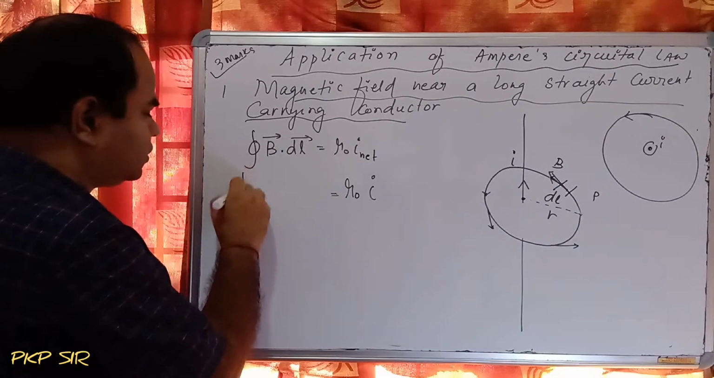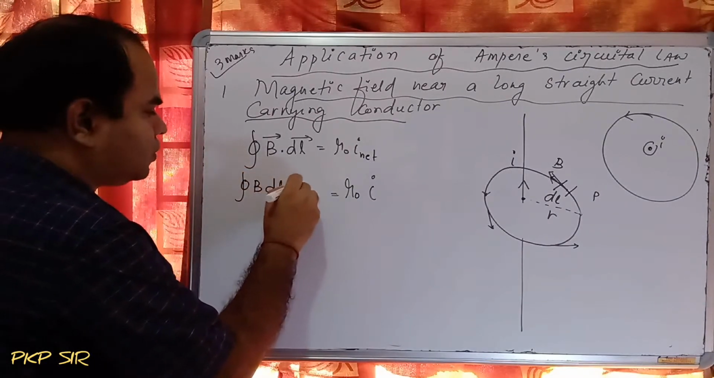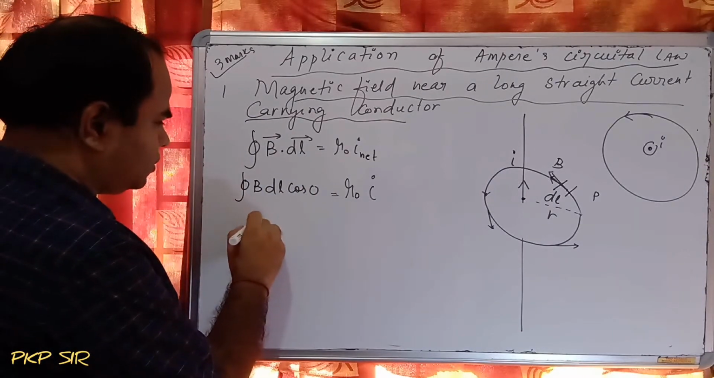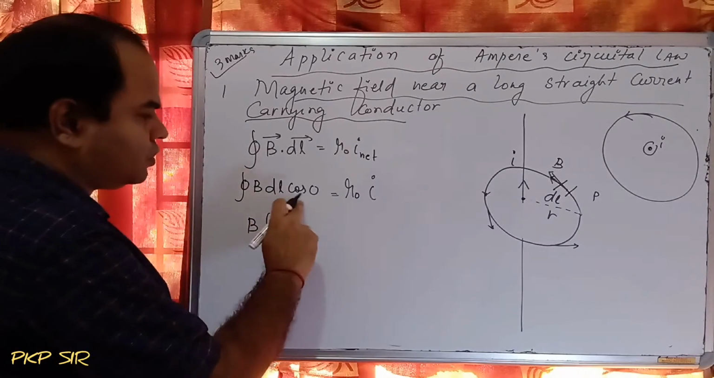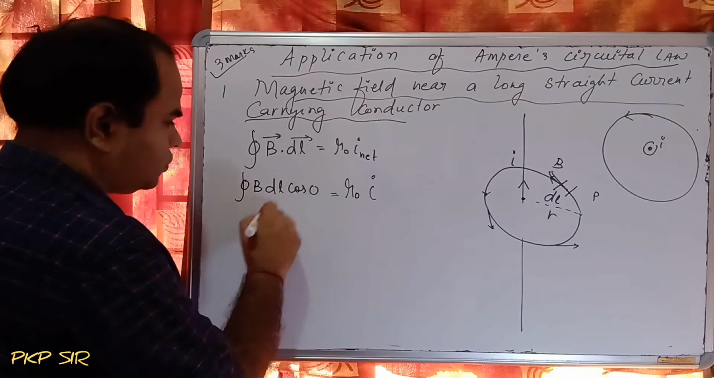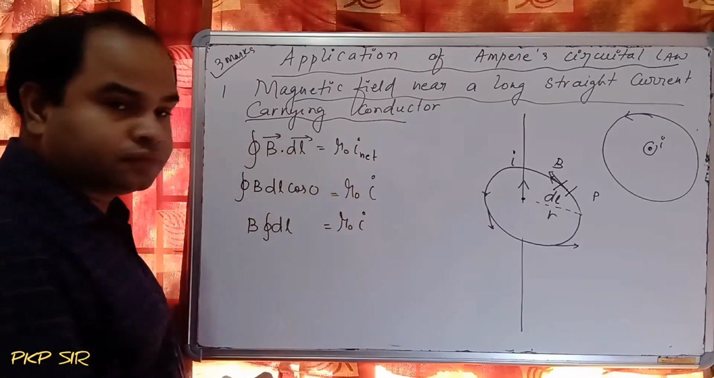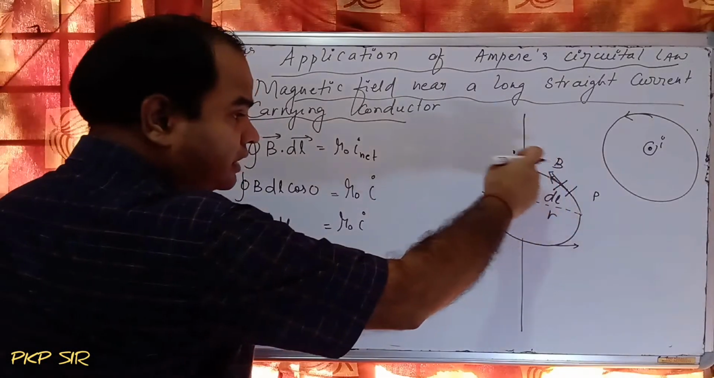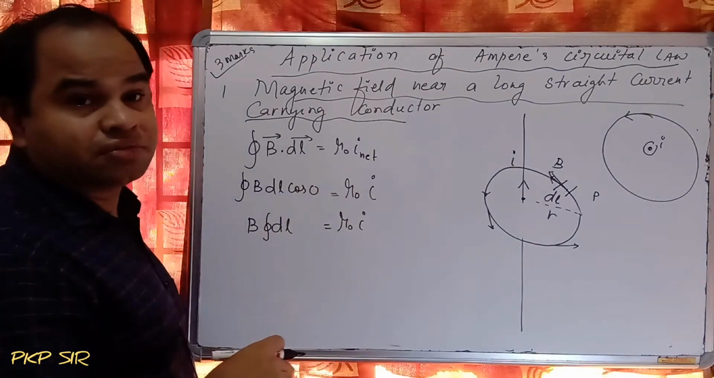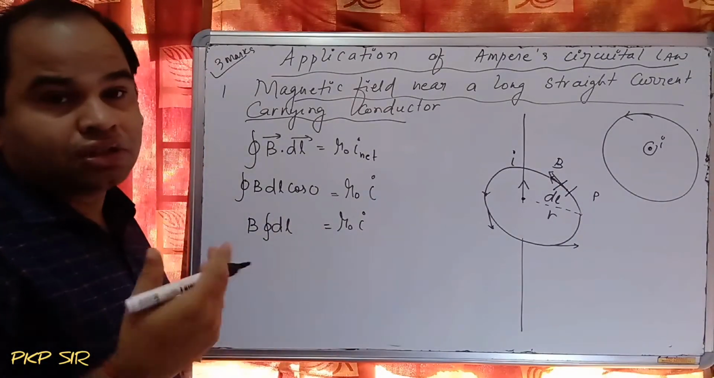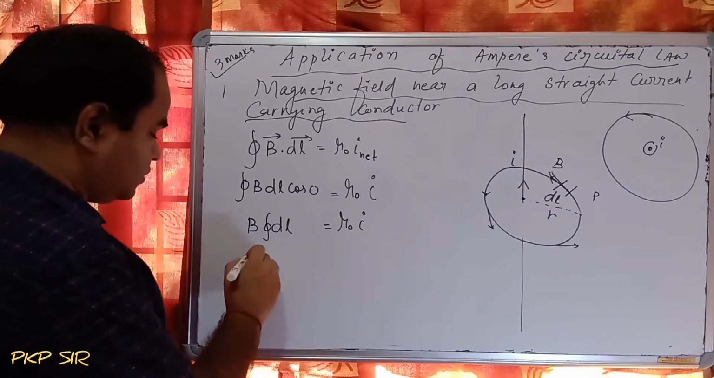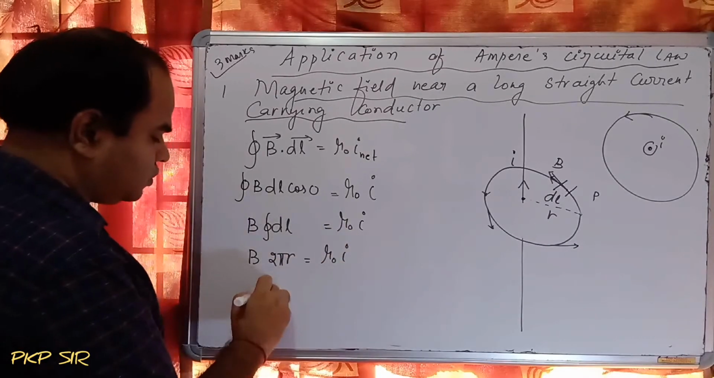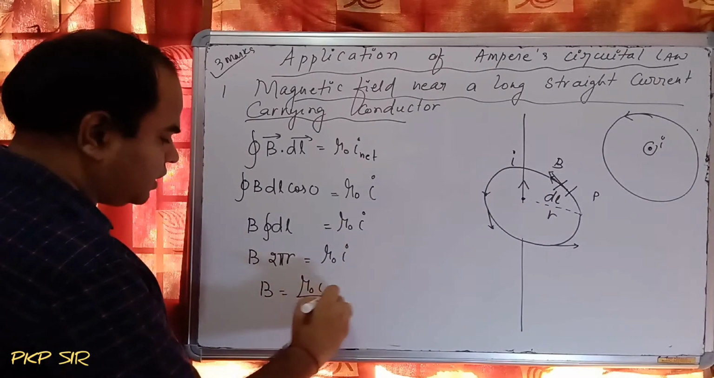So it becomes B dl cos 0. B is constant. Integration of dl cos 0, which is 1, is equal to mu naught I. So total integration of dl is the circumference of the circle, which is 2 pi r. So B into 2 pi r is equal to mu naught I. So B is how much? That is mu naught I by 2 pi r.